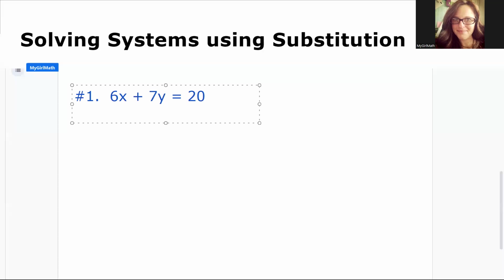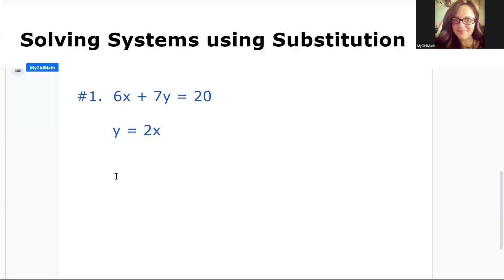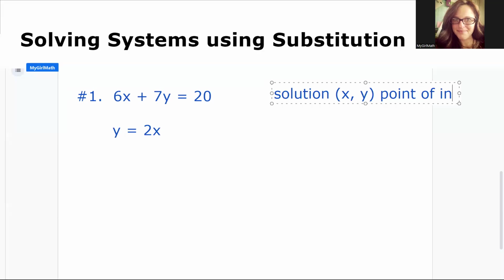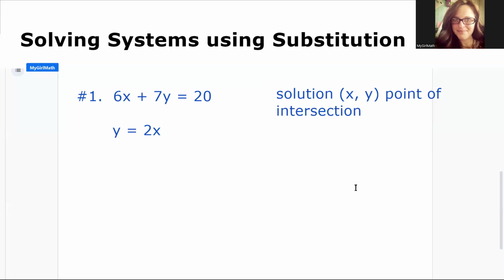6x plus 7y is equal to 20. And the second equation, y equals 2x. Our goal is to find the point of intersection, the point where they cross. And in my last video, we solved systems by graphing. This time we're going to use an algebraic method, substitution.